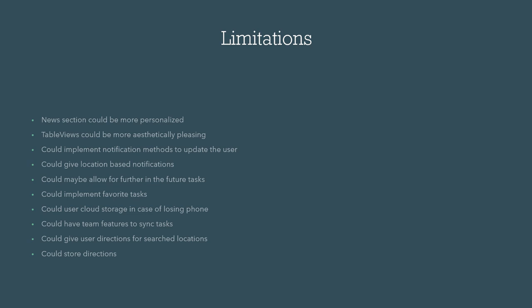Table views could be more aesthetically pleasing. I believe that my table views are not horrendous for the task, but for the Google News part, it is a little cluttered. I would like it to be spaced out more and have a different font, and just make it more aesthetically pleasing.